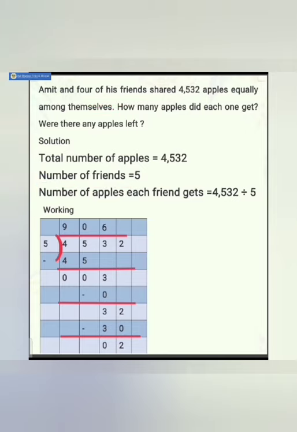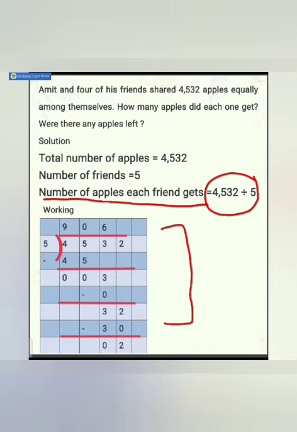Now we need to write in the third statement about the division sentence which we are forming. Number of apples each friend gets. We need to find this out, so we will write this as well as its division sentence. After that, we will show the working. Let us see the working now.